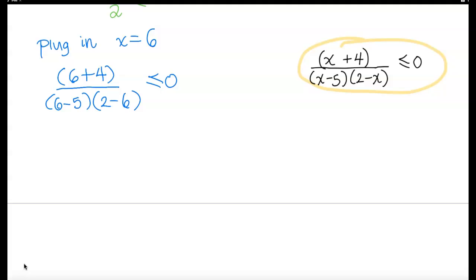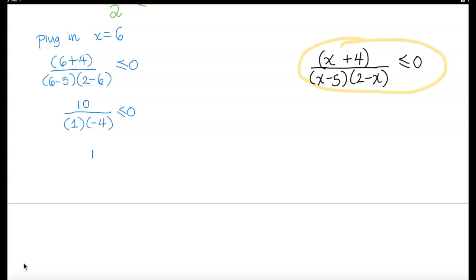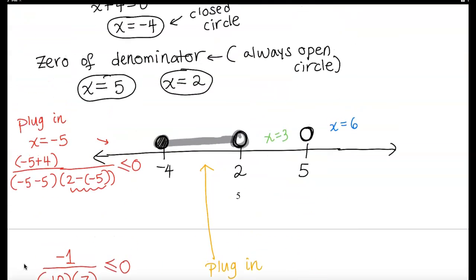Well, the numerator is 10. The denominator is 1 times negative 4. Is that smaller than 0? Well, let's see. The numerator is still 10, but the denominator will come out to be negative 4. So is a negative number smaller than or equal to 0? It is smaller than 0. So this is a true statement. So the interval that we just grabbed x equals 6 from is the answer interval. So let me go up here and add that black highlight that starts from 5 and goes all the way to positive infinity.